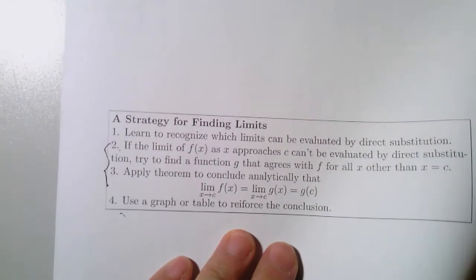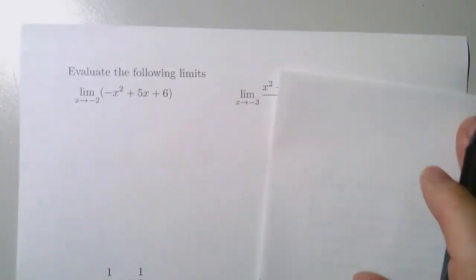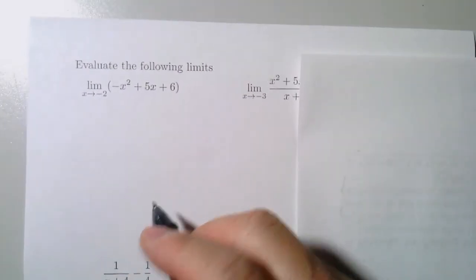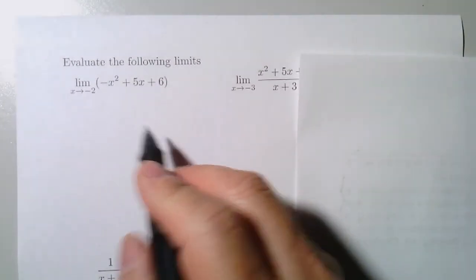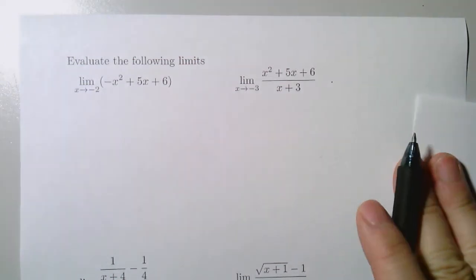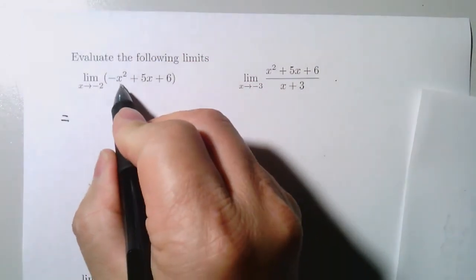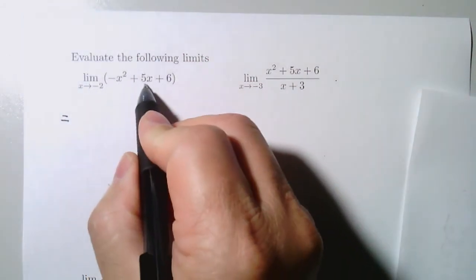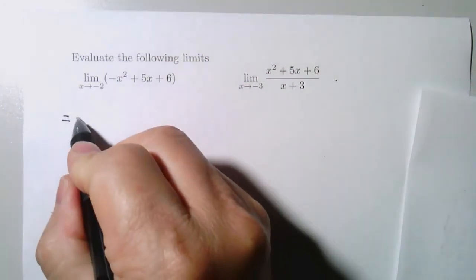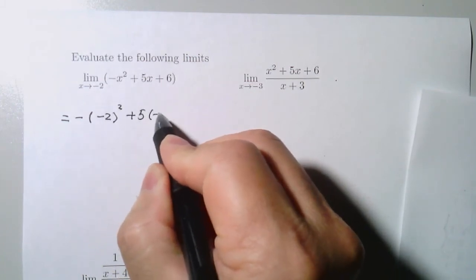Okay, so let's take a look at a couple more examples. The first example we have here is a polynomial. A polynomial is always easy. When you find the limit of a polynomial, all you need to do is substitution. When you do substitution, you replace all x by negative 2, so you have negative 2 squared plus 5 times negative 2 plus 6.